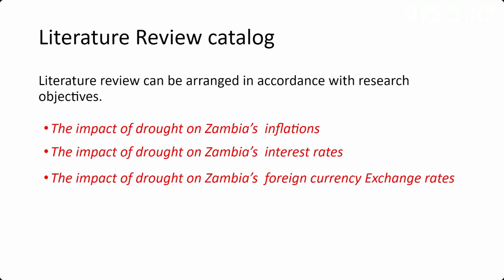So under your literature review, those objectives are the ones which are going to be your headings. The objective was to establish the impact of drought on Zambia's inflation. So the first heading I can pick is the impact of drought on Zambia's inflation. The other heading will be the impact of drought on Zambia's interest rate. And the third one will be the impact of drought on Zambia's foreign currency exchange rate. So you're going to discuss your literature review in that manner.